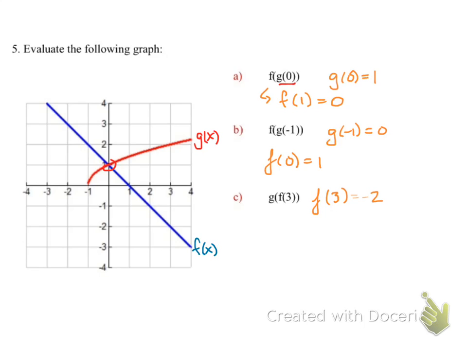F at 3 is negative 2, and g at negative 2 actually doesn't exist, because the function g only starts at negative 1. So it's okay for compositions to not exist.